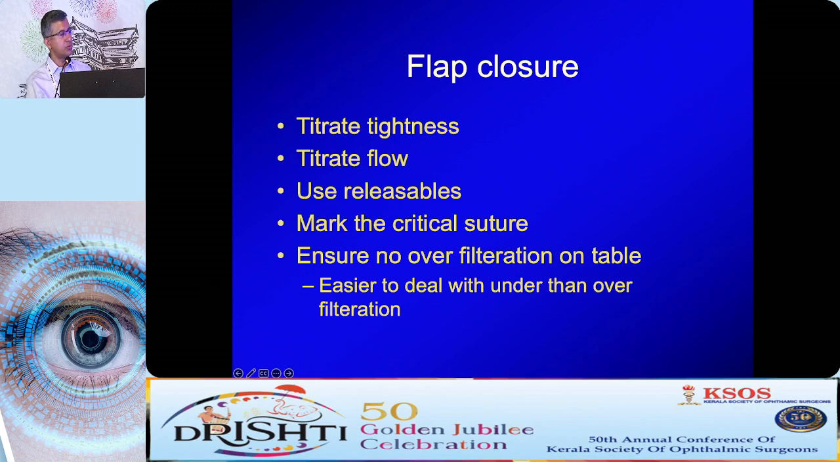and you need to be able to do something with it post-op, which is why it's best to use releasable sutures. You need to mark the critical suture. The critical suture is when you're doing the suturing, where did it flow from the most? Was it the nasal side or the temporal side? Or if you prefer to put a fixed suture nasally, was it the superior side? So you mark that as a critical suture because you know that whenever you're taking that suture off, you're most likely to have more flow.